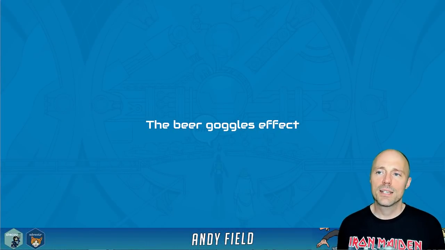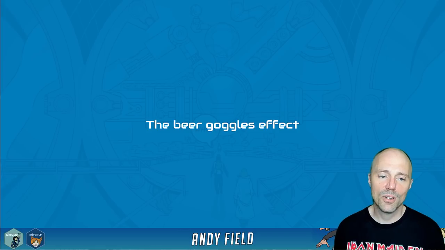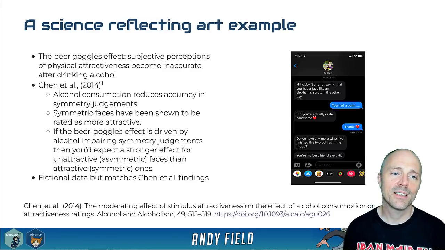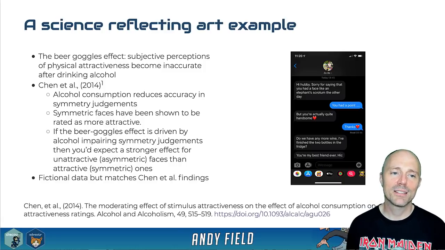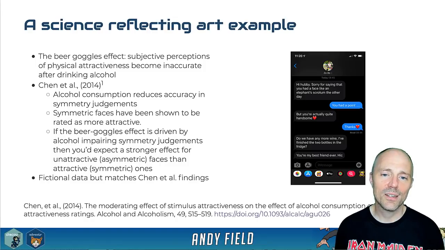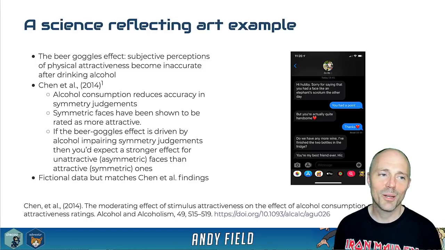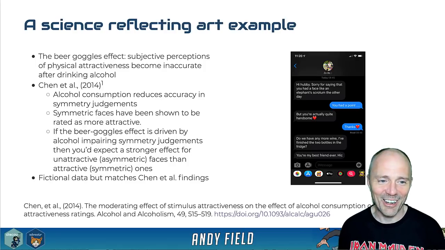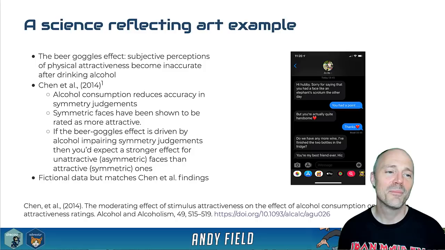Let's move on to a second example. This is an example based on a kind of social phenomenon, the beer goggles effect. The beer goggles effect is the idea that your subjective perceptions of physical attractiveness become inaccurate after you drink alcohol. And this is a kind of weird example, possibly of science reflecting art, I'm not sure. But I had a fabricated example involving the beer goggles effect in an early edition of my textbook, and since that was published, people have actually started doing research on the beer goggles effect, which is amazing. I'm not saying that's down to me at all, but it is.